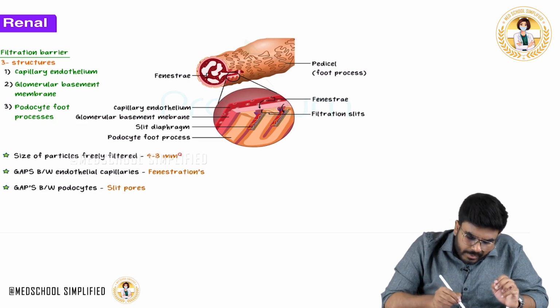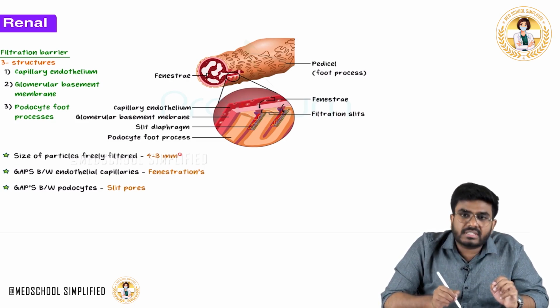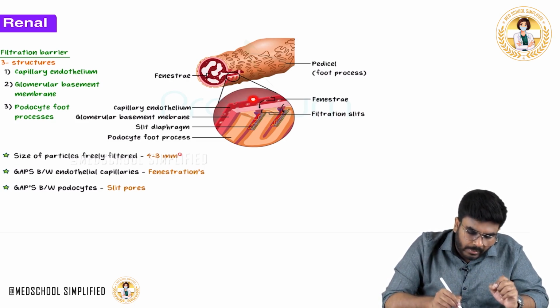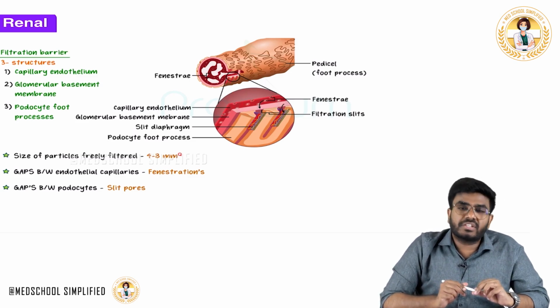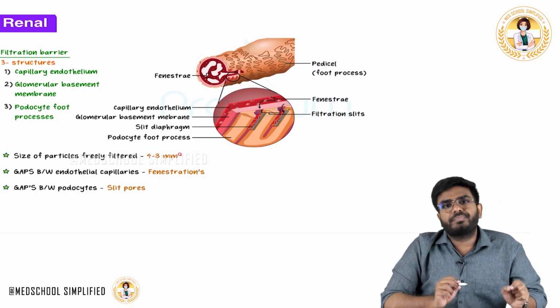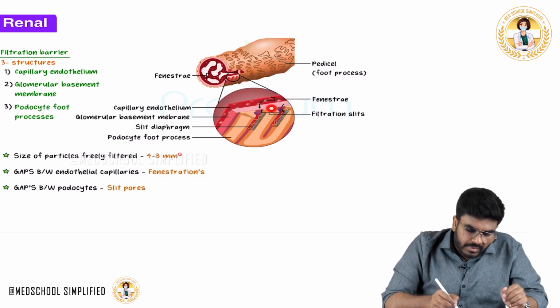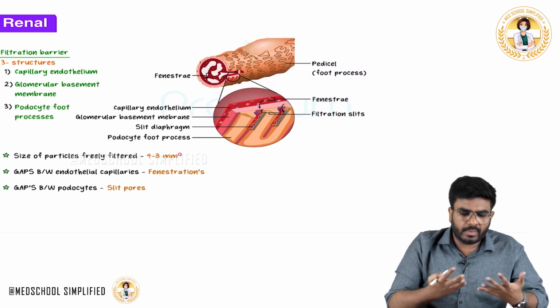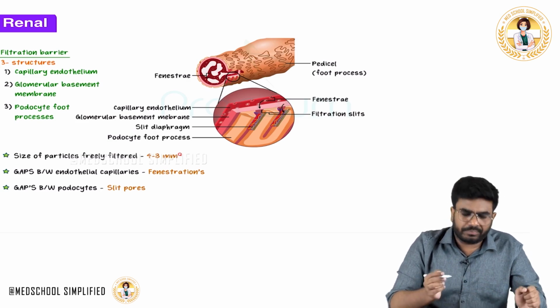Now why are there these gaps? Because the fluid is going to pass through these gaps. Substances like glucose and amino acids will pass through these gaps. So these are called the fenestrations, the gaps in the endothelial layer. Now the basement membrane is almost leaky. It is nothing but collagen, and it is almost leaky.